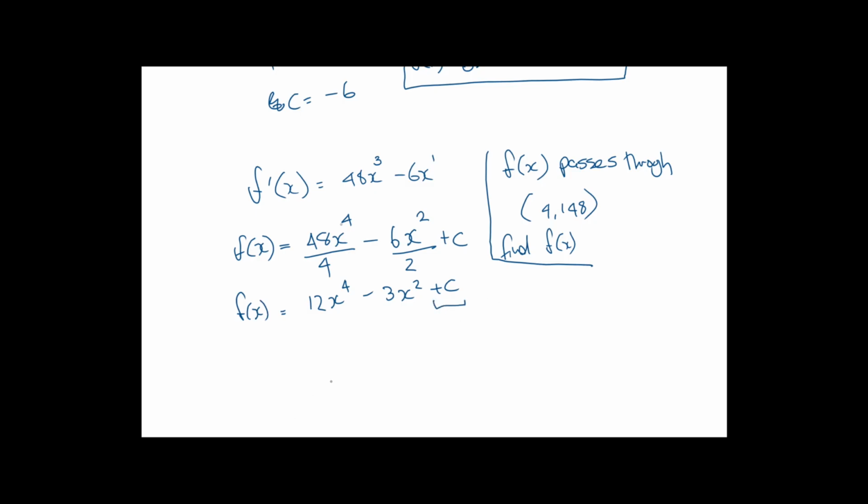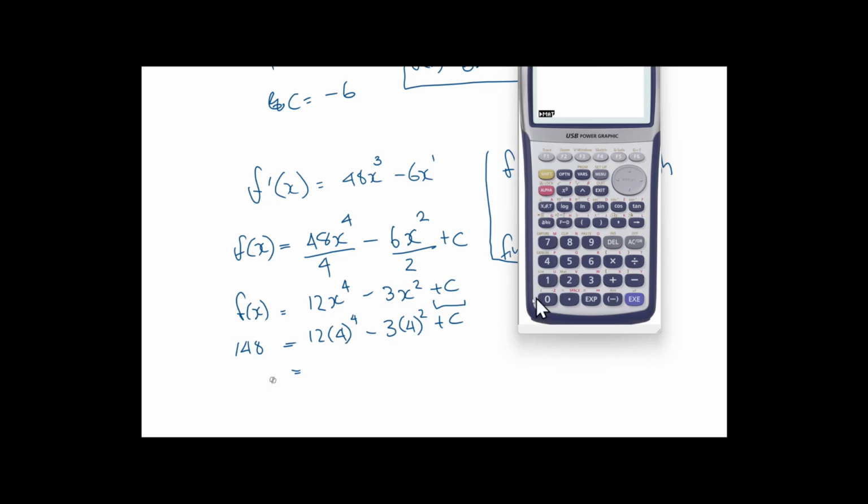Now we have to get rid of that pesky c, and we're going to use the initial condition we're given to solve that. So that says wherever x equals 4, y or f of x must equal 148. So 148 is going to be equal to 12 times 4 to the power of 4 minus 3, 4 squared, plus c. And I have no idea what 4 to the power of 4 is going to be. Going to be some monstrous number, 256. And then we have to times that by 12.